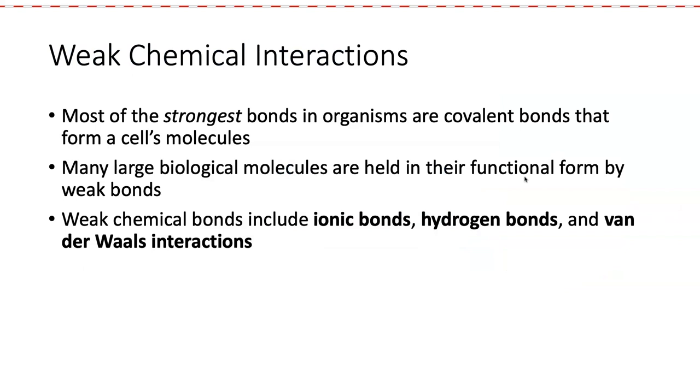So it turns out that we've just talked about two fairly strong bonds. Covalent and ionic bonds are fairly strong. Covalent are the strongest of the bonds. But there are other ones that are held together by weaker interactions. Ionic bonds, compared to covalent bonds, are quite weak. But then there are other ones called hydrogen bonds and van der Waals interactions, and those are really quite weak, but they're still important even though they're weak.